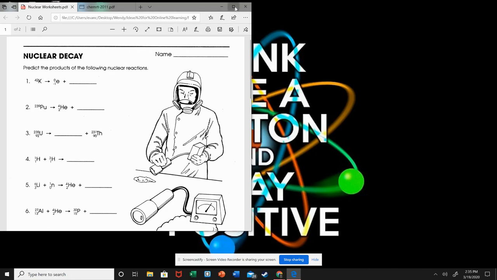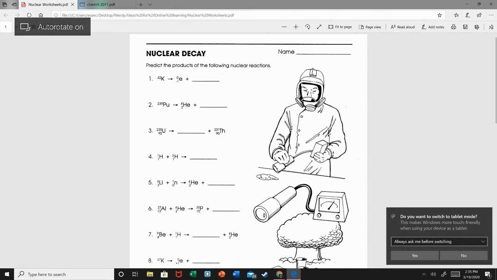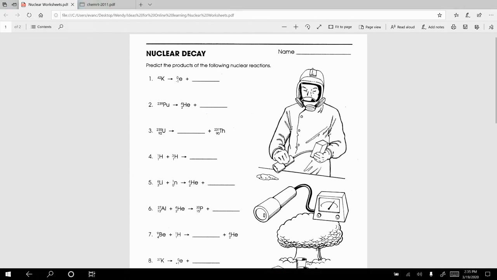All right, so let's take a look at the nuclear decay worksheet. If you're in my class, this is page 185 in your blue notebook. We are going to work through some nuclear decay equations. And I am going to switch into tablet mode on my laptop. So let me hide this little thing over here. And yes, I'm switching to tablet mode.